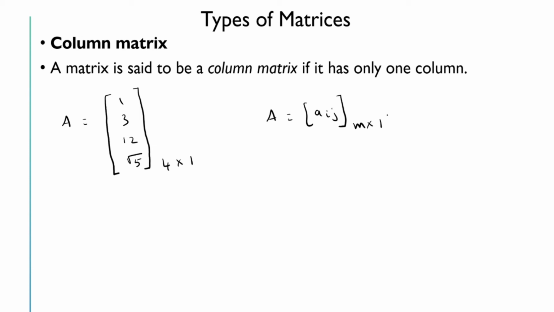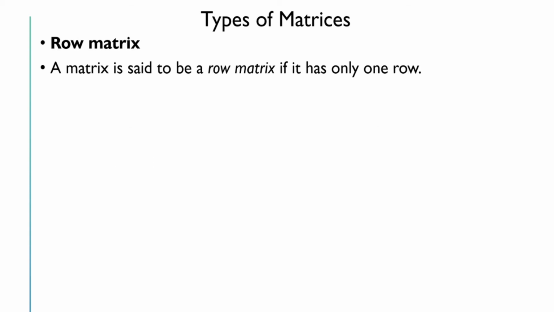So here A is equal to Aij, a column matrix of order m by 1. So this is an example of a column matrix and this is how a column matrix is represented. Next is called row matrix. A matrix is said to be a row matrix if it has only one row. So previously we saw a column matrix. Now a row matrix is a matrix which has got only one row.